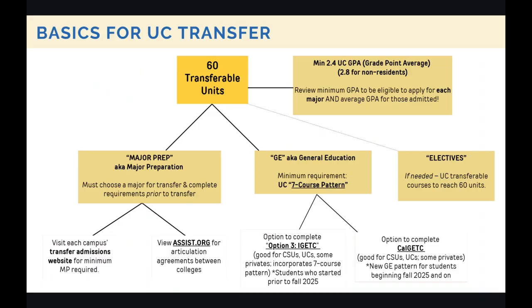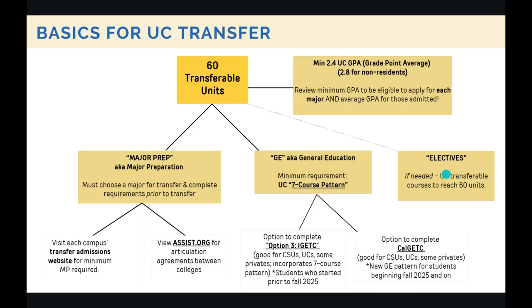In order to apply to these UC campuses, you want to understand the basics for UC transfer. At the bare minimum, you need to have 60 transferable units, as well as a minimum of a 2.4 UC transferable GPA for California residents and a 2.8 for non-residents. You want to make sure to review the minimum GPA to be eligible to apply for each major and the average GPA for those admitted.